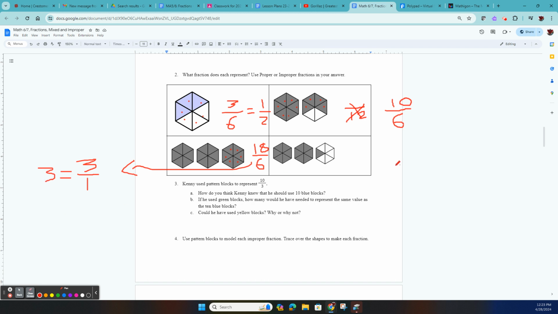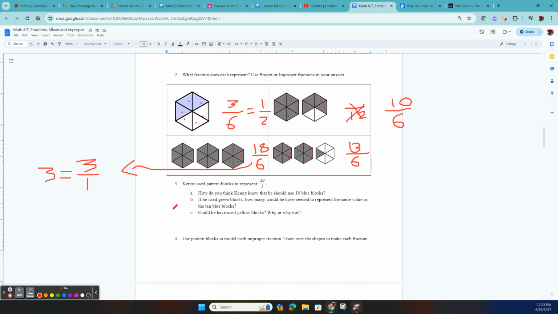Cool. Over here, yep, you already got it. 6 parts total in 1 whole. How many in my numerator? Well, 1, 2, 3, 4, 5, 6, 7, 8, 9, 10, 11, 12, 13. 13 sixths. Awesome. Moving on.